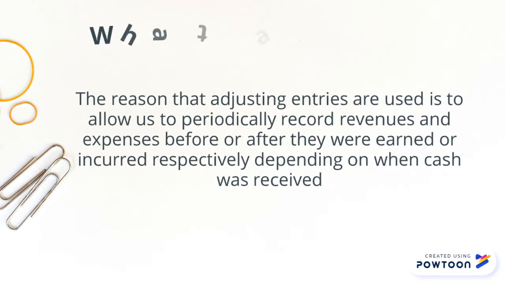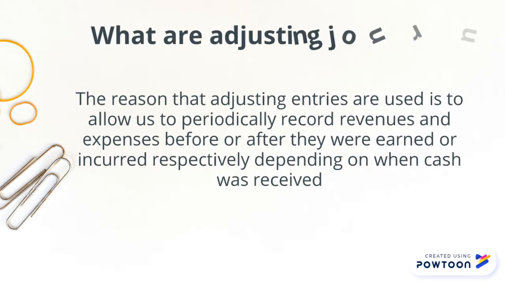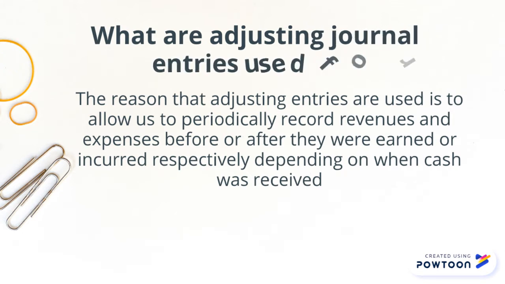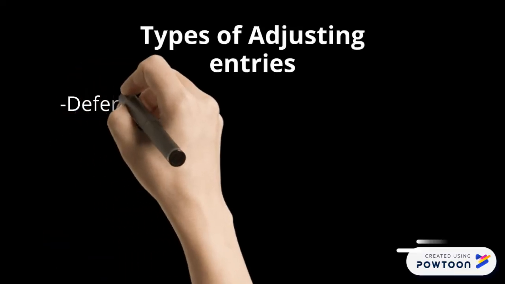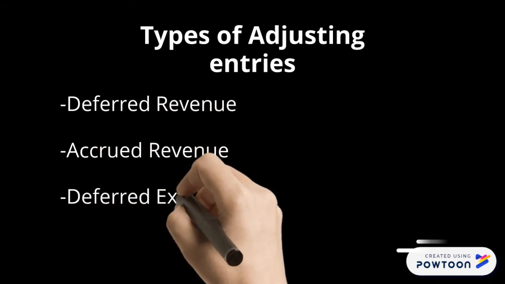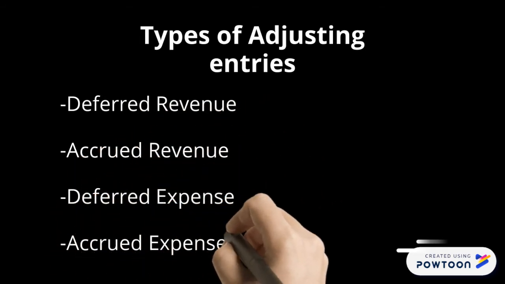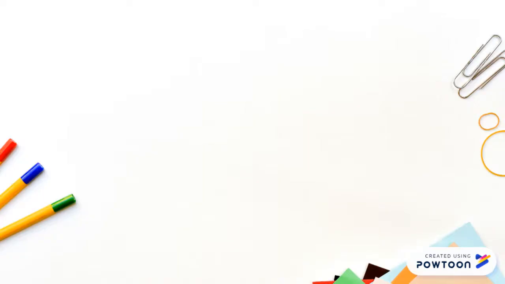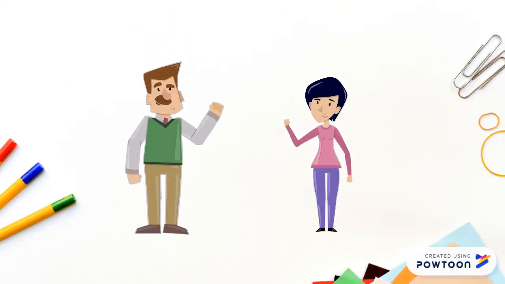Adjusting journal entries are used to record revenues and expenses accrually. This is because the exchange of cash does not always occur simultaneously with earning revenue or the incurrence of an expense. There are 4 different types of adjusting journal entries. These are known as deferred revenue, accrued revenue, deferred expense, and accrued expense. Let's take a look at these scenarios in more detail.